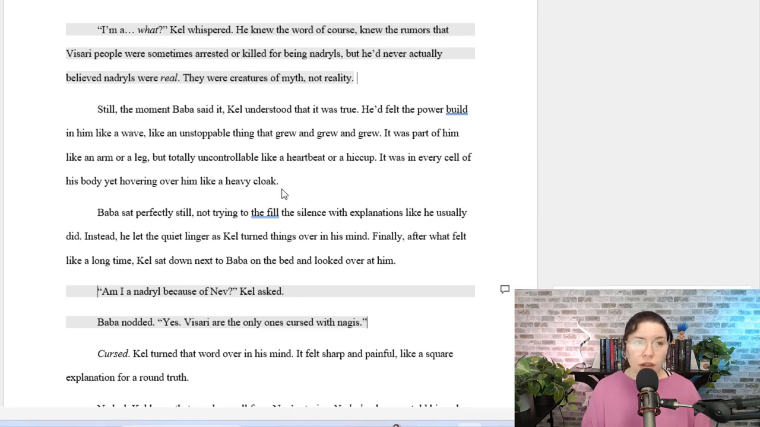So just to remind you, Nev is actually Kel's mother. She's a Visari woman. She comes from the servant class. And we're getting a progressive complication because he's asking, is it because my mother is Visari? Is that why I have this? And we're also getting a progressive complication because now we know Baba's view on being a nodral. He doesn't say because you were born a nodral or because you were blessed with Najas. He says because you were cursed with Najas. So we immediately know how Baba feels about it. It's a negative, right? He doesn't like it.